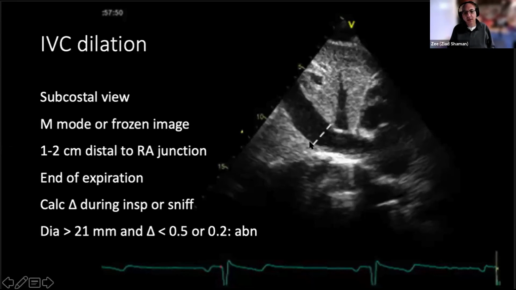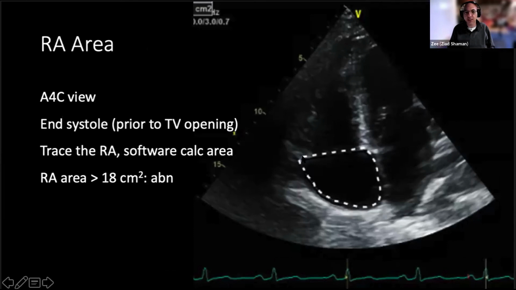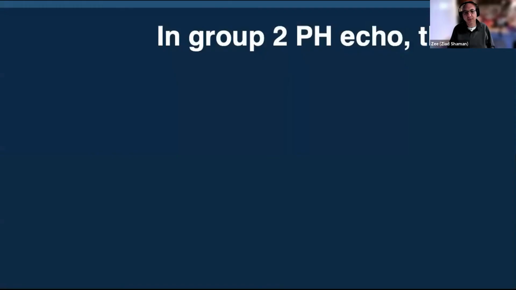Again, these are the details of the measurement here, and of the IVC. If it's big and it doesn't collapse, then you have a point. If the right atrial area is traced at the end systole, when the ventricle is empty, just before the valve opens, and you get 18 centimeters square, the machine will calculate that for you, then you get a point.